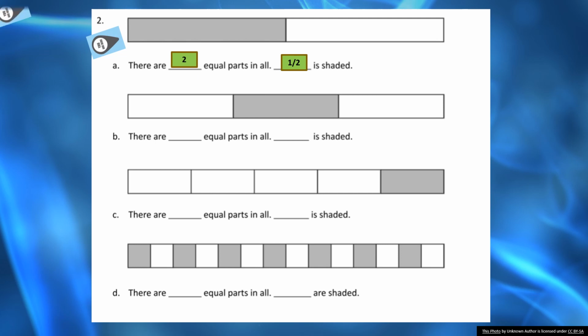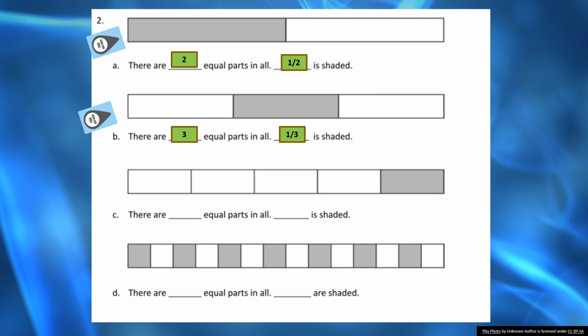Let's go on to letter B, which is here. There are blank equal parts in all. If you said 3, you're absolutely correct. Now, of the 3 parts, how many parts are shaded? That's right. 1 out of the 3 parts, or 1/3, is shaded.